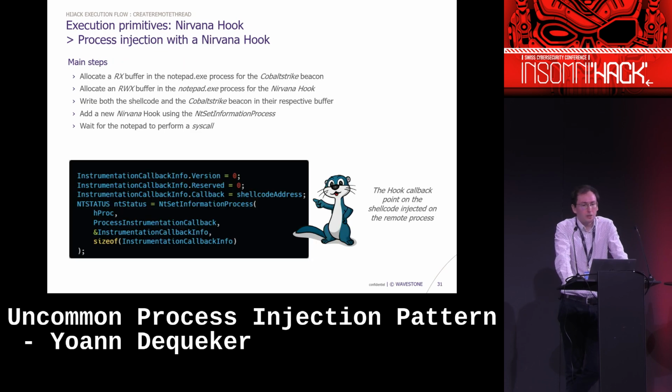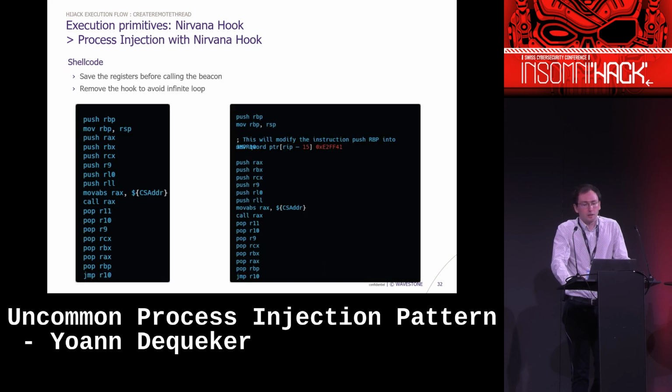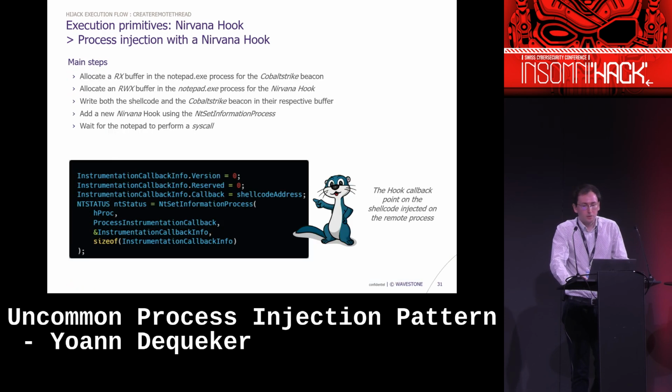So what you can do here is allocate different buffers: one for the Cobalt Strike beacon you want to execute, and one for the Nirvana hook you want to be executed. You will write your Nirvana hook and your Cobalt Strike beacon in each section, and you will register the Nirvana hook using NtSetInformationProcess. And when notepad.exe does a syscall, any syscall, it will trigger our Nirvana hook and trigger the execution of our Cobalt Strike beacon.